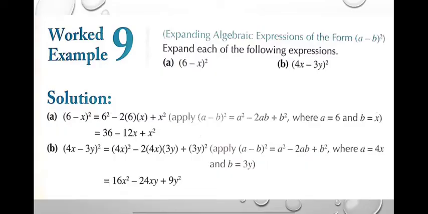Same thing. Now for this one, the first number is 6, the second number will be negative x. Remember what I taught you in the previous topic, that the negative sign in front of a number or a letter belongs to that number or that letter. So instead of seeing it as 6 minus x, please see it as 6 and negative x. So for the middle one will be 2 times 6 times negative x, that will be negative 12x. The textbook has a slightly different way of writing it.